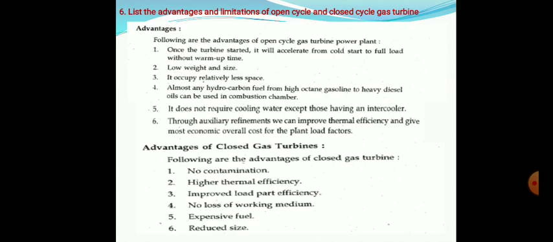Next question: list the advantages and limitations of open cycle and closed cycle gas turbine. Advantages: the following are the advantages of open cycle gas turbine power plant. Once the turbine is started, it will accelerate from cold start to full load without warm up time. Second, low weight and size. Third, it occupies relatively less space.